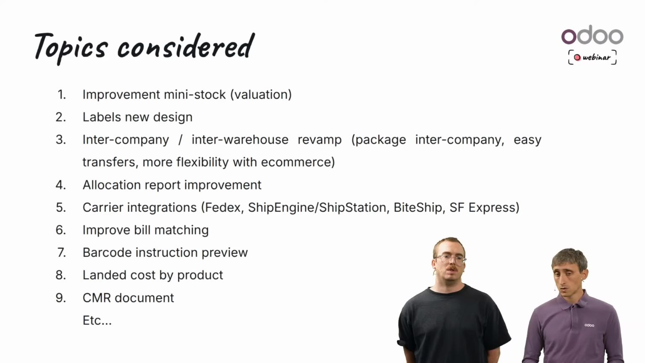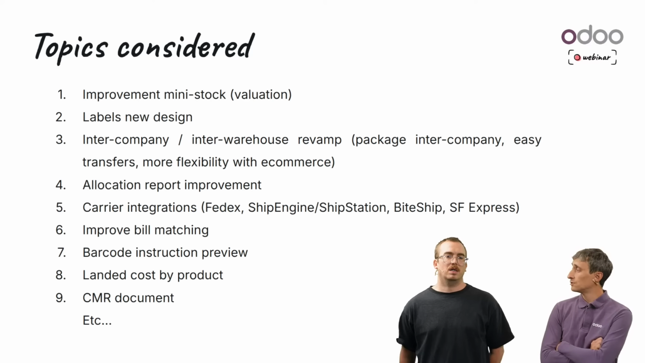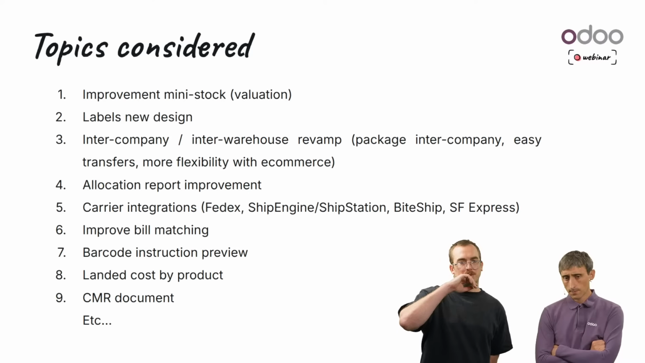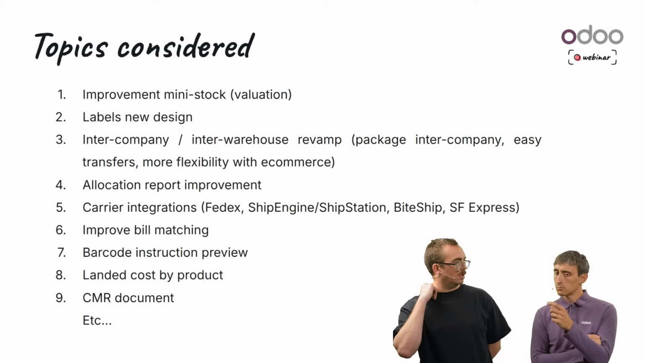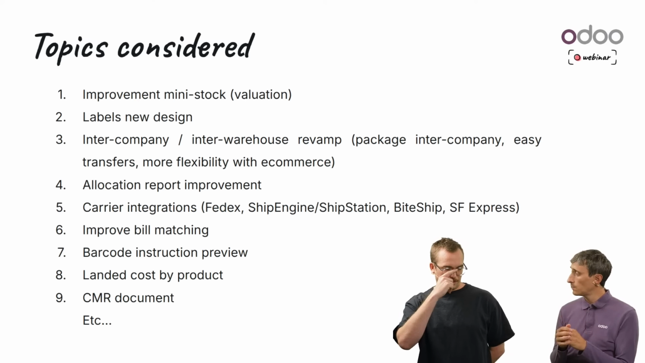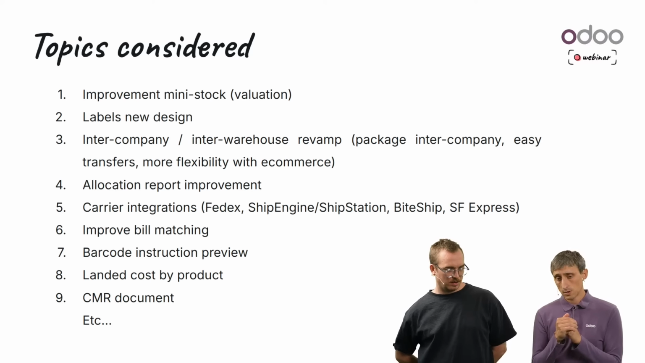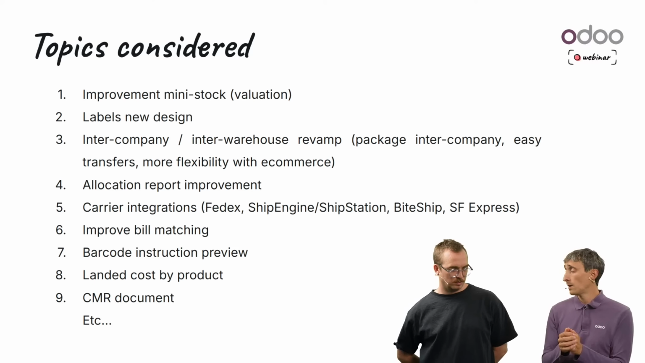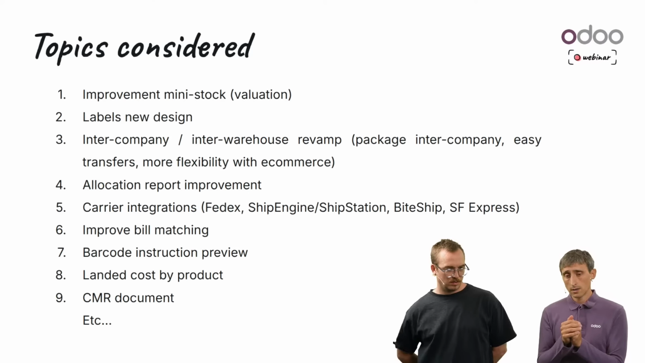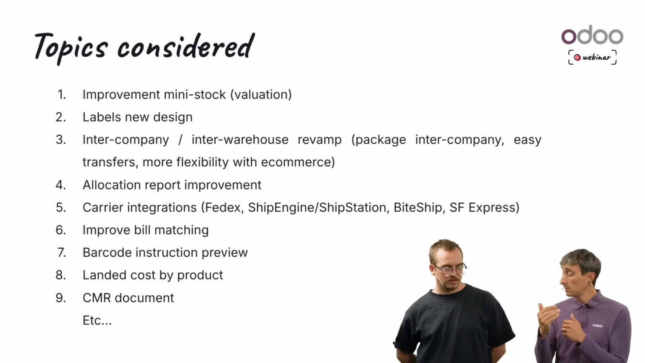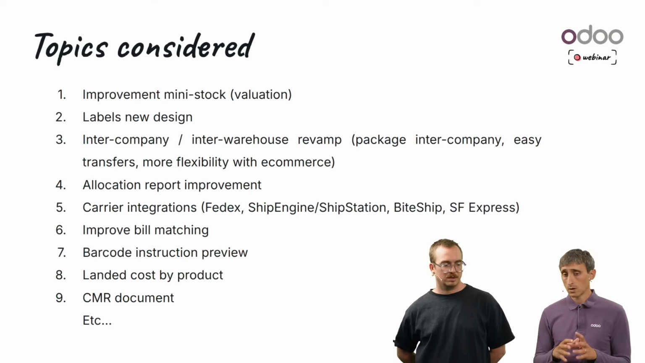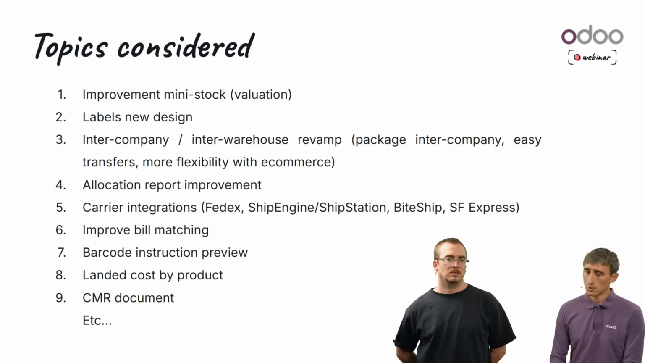So it looks like they still have a lot to do. We skipped the barcode instruction preview. Can you tell us about that? I mentioned it. On the operation type, you can change the configurations and see directly on the operation type how it will look, what you will need to scan depending on the configurations you've made. Perfect. So you can preview it directly in your operation type.